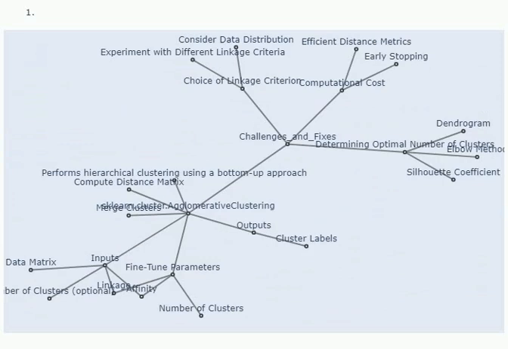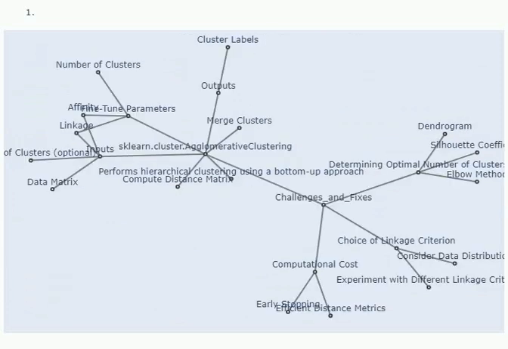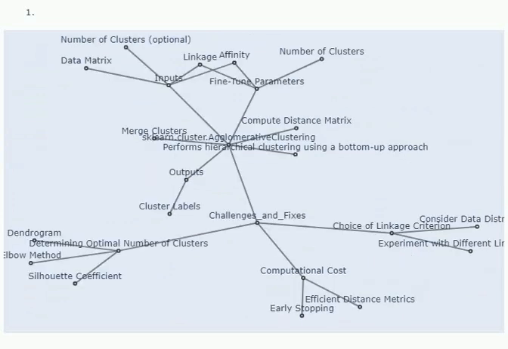Fine-tune parameters: number of clusters, n_clusters, the desired number of clusters in the final result. Affinity: the metric used to compute the distance between two samples. Linkage: the linkage criterion determining the distance between sets of observations.